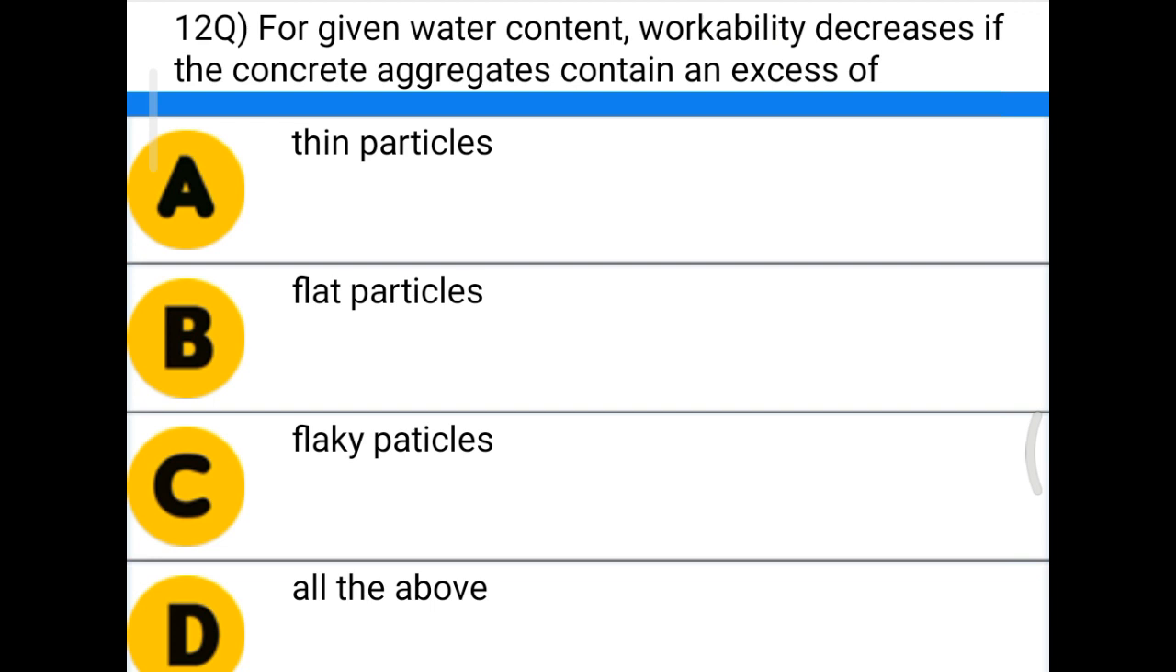Next question, for given water content, workability decreases if the concrete aggregate contain in excess of option A, thin particles. Option B, flat particles. Option C, flaky particles. Option D, all the above. The correct answer is option D, all the above.